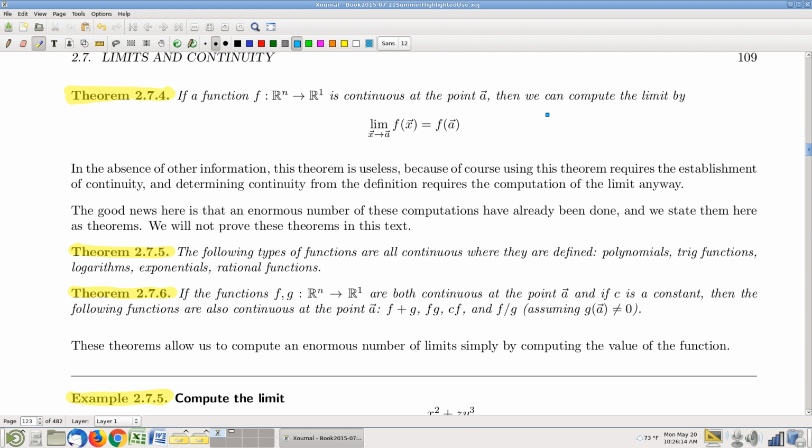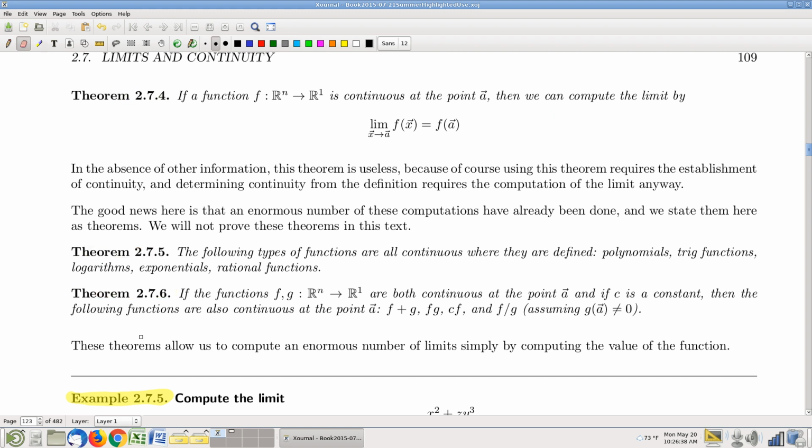Well, think it through. We can compute a limit if we know the function is continuous. How do we check if a function is continuous? Well, we have to compute the limit. And there seems to be a sort of circularity there. You need continuity to compute the limit. You need to know the limit in order to confirm continuity. Yeah, this is a tail-chasing situation, it might seem.